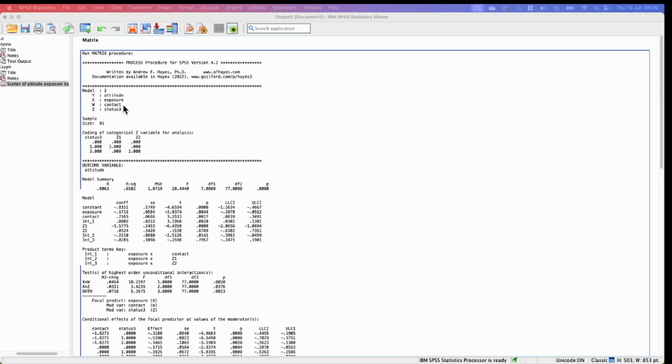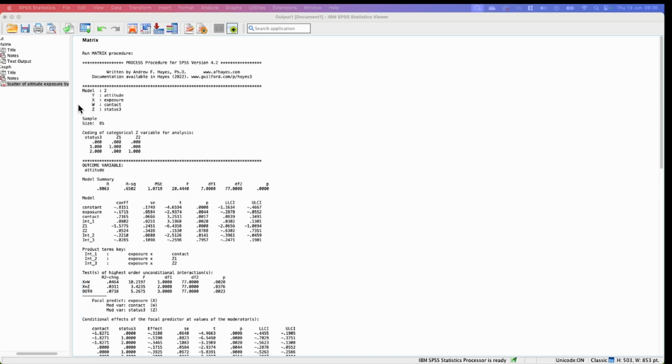And we have two moderators: contact with smokers, so how much time you have contact with smokers, which is a continuous moderator, and we have the personal smoking status, so either you are a non-smoker, a former smoker, or a smoker. And in PROCESS we have to identify which is which, so which category corresponds to what.